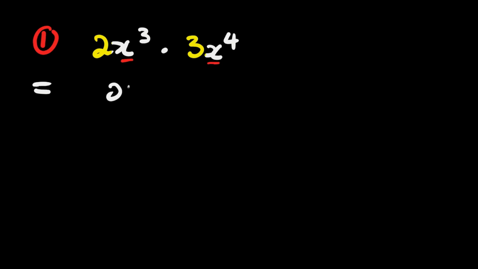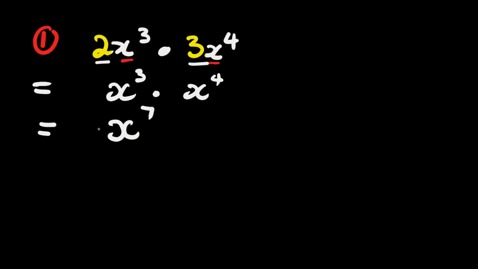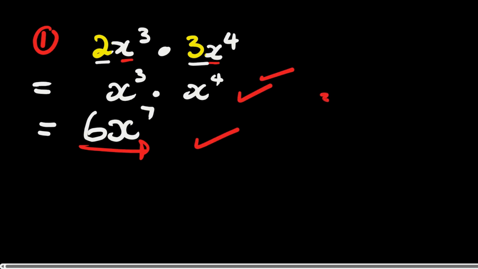So this is x to the power 3 multiplied by x to the power 4. We know that when we multiply the same bases, we add the exponents. So in this case, x remains the same. Then we add 4 plus 3, which gives us x to the power 7. But we're not done. Remember, we still have the coefficients 2 and 3. So we have to multiply them since we have the multiplication sign in between. Multiplying 2 and 3, we get 6, and this makes our answer for our first question: 6x to the power 7. For this question, let's say the mark allocation is 3 marks. So 1, 2, 3.